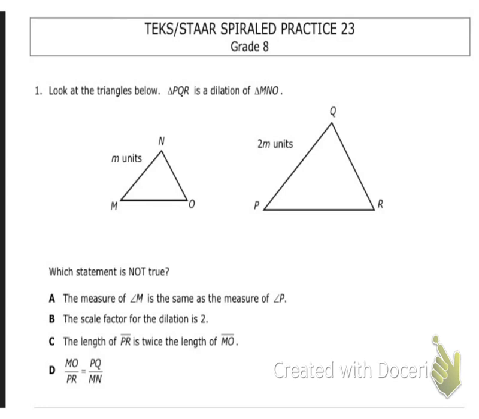Okay, so on the top it says triangle PQR is a dilation of MNO. So that would mean MNO is the original, and then PQR is the new. All right. I'm looking for something that is not true. That's the obvious. So I want something false.